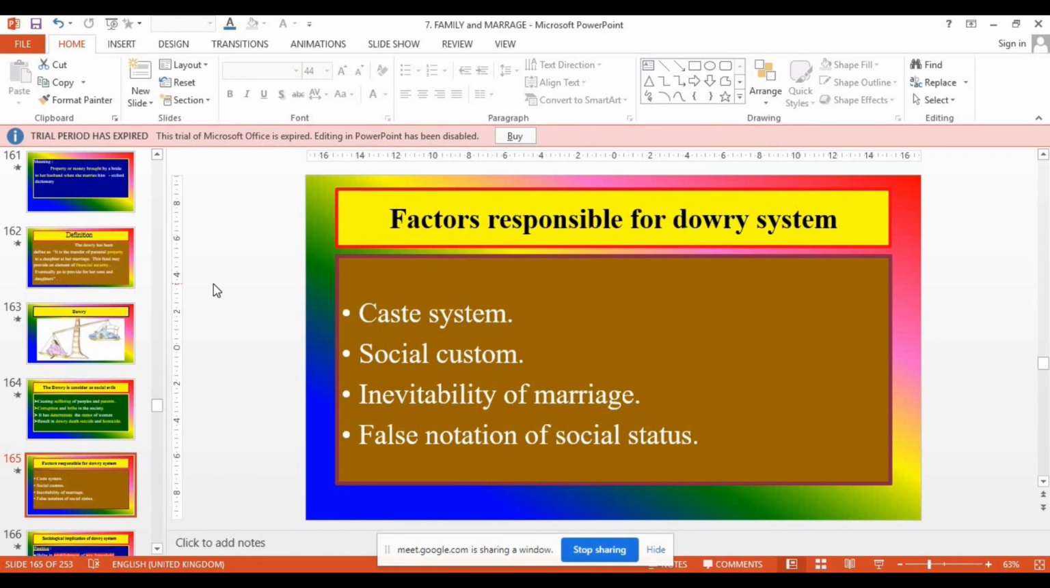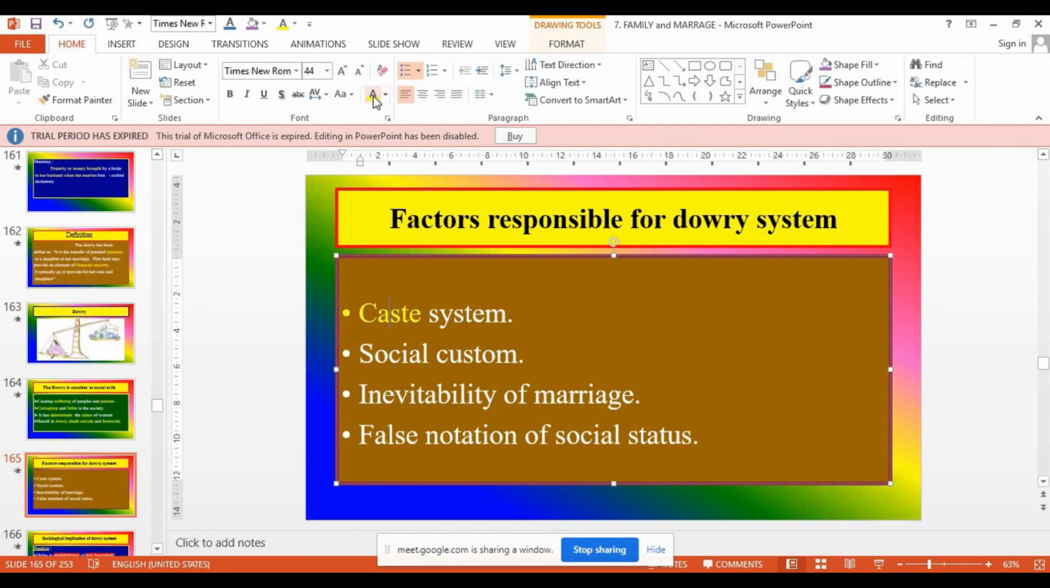Next, factors responsible for the dowry system. First factor, caste. Every caste has a different system of exchange of materials. That's heritage. Next, custom. Custom means traditional habit. Every girl needs money as a dowry or properties. This is a habit of the Indian population.